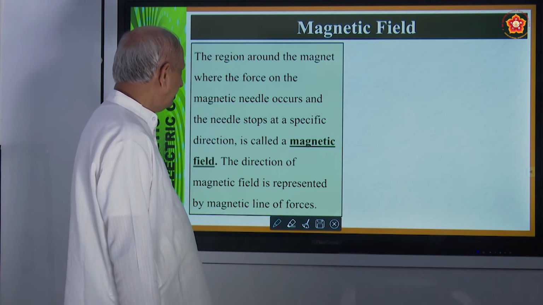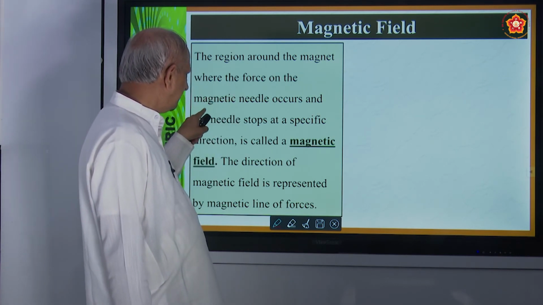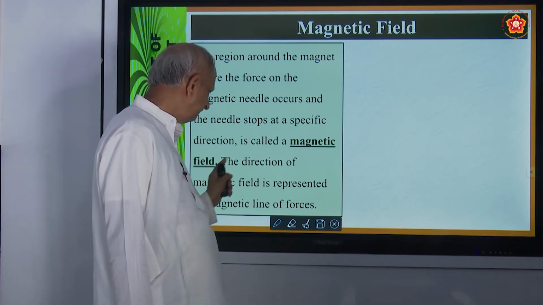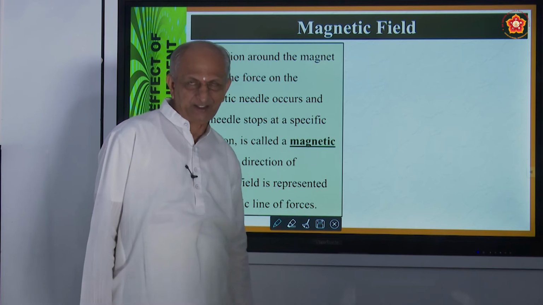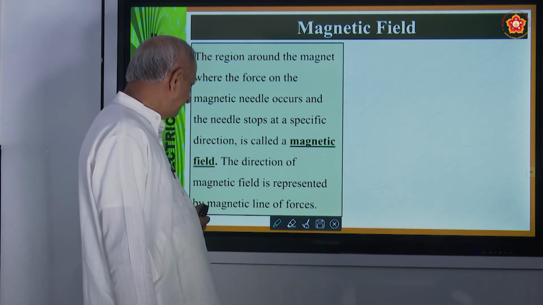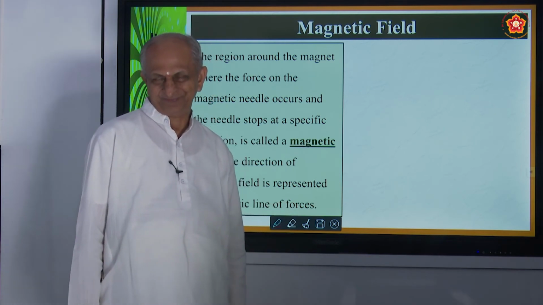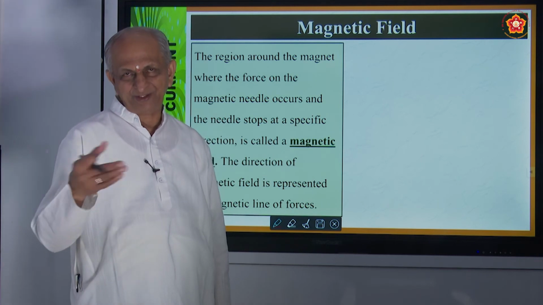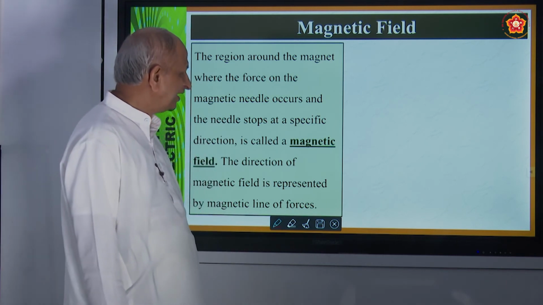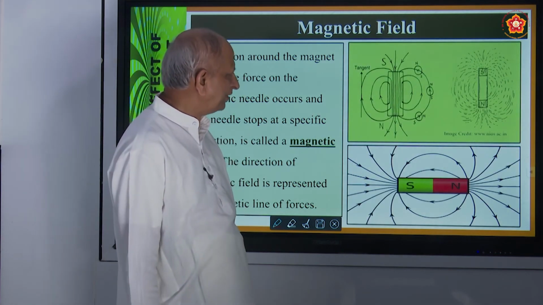So what is a magnetic field? The region around the magnet where the force on the magnetic needle occurs and the needle stops at a specific direction is called the magnetic field. The direction of the magnetic field is represented by magnetic lines of force. All of this you have already studied in class 7th and class 6th also. So only some more details about that.